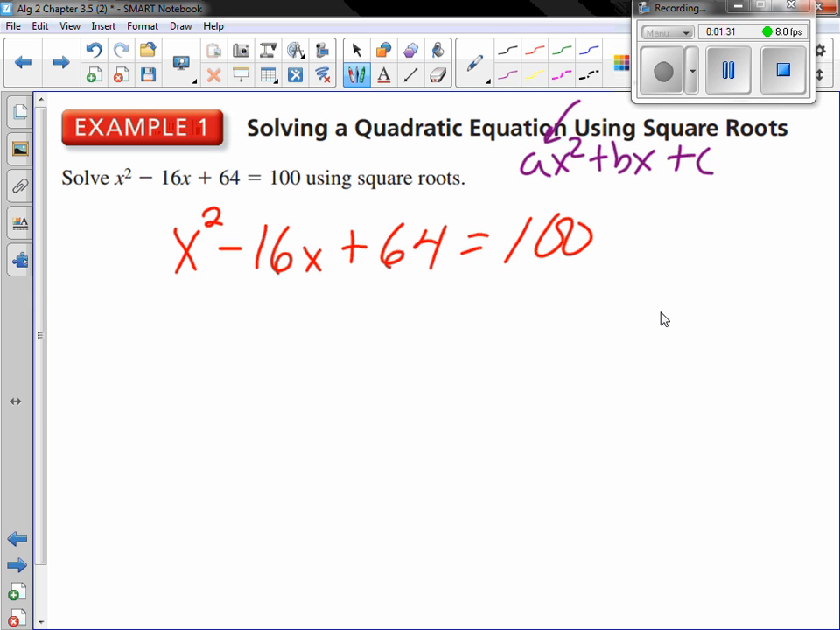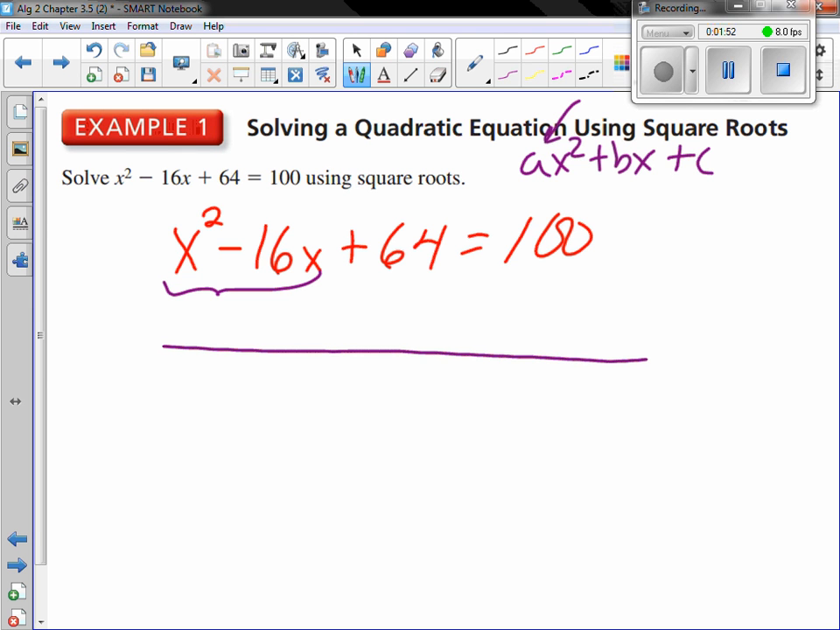Our next step was what? To get the constant term by itself and leave 2 spaces. Because again, we're moving the constant term so that I can make a perfect square trinomial with x squared and negative 16x. I'm trying to find whatever constant term is needed so that I can rewrite that into a set of parentheses squared.